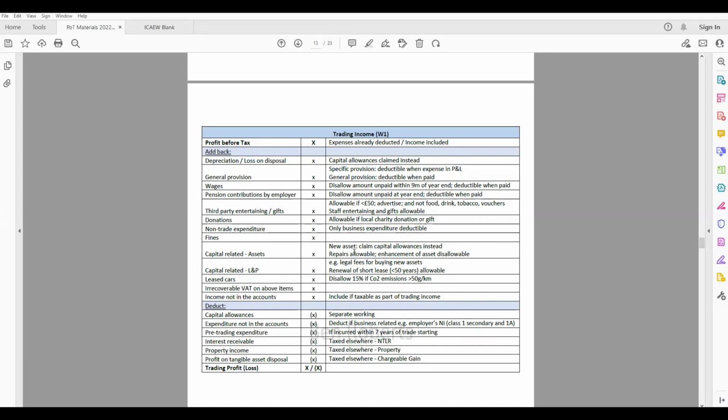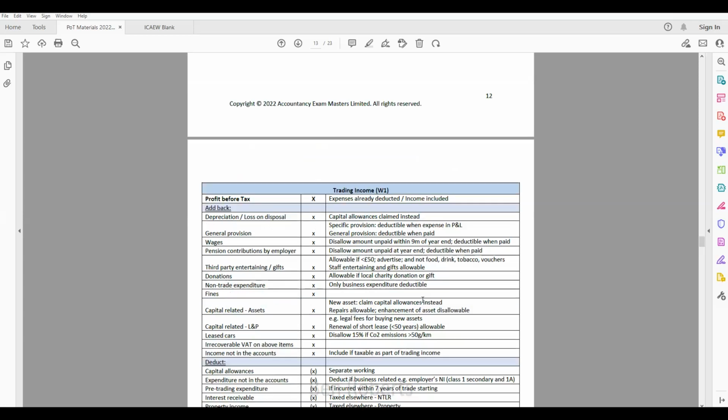So again, if you were not feeling very confident on the trading income set of rules, make sure you spend some time now to learn all of these, what your disallowable costs are and what your allowable costs are, so that you can read these exam questions and know exactly what to do with each point that comes up.